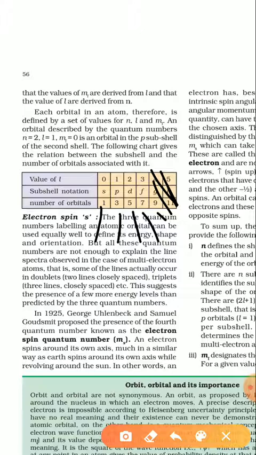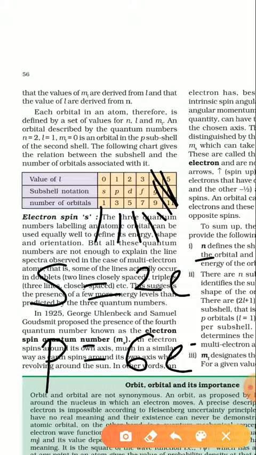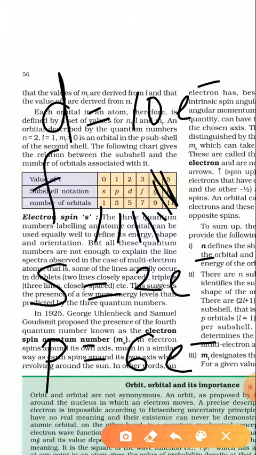Each orbital will have 2 electrons present in it. You must always consider one thing. So how many electrons will S have? 1 orbital in S means 2 electrons. P will have 3 orbitals, which means 6 electrons in P. D will have 5 orbitals, which means 10 electrons. F will have 7 orbitals, which means 14 electrons.